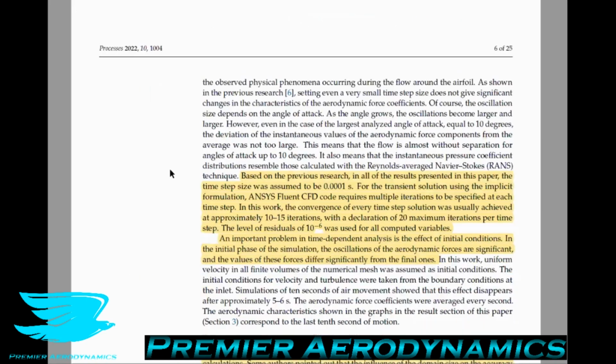And moving on to, based on the previous research and all the results presented in this paper, the time step size was assumed to be 0.0001 seconds. So this means that they're using URANS. For the transient solution using the implicit formulation, ANSYS Fluent CFD codes require multiple iterations to be specified at each time step. So what does this mean?